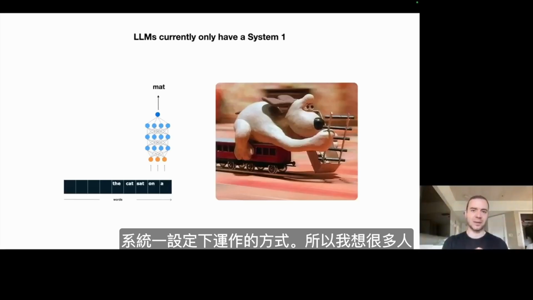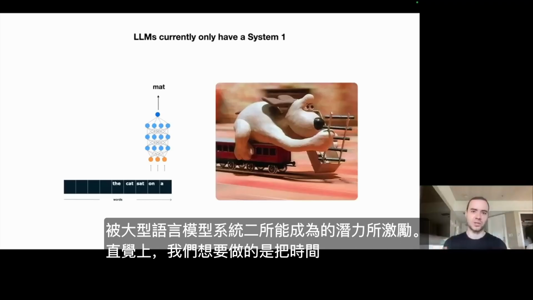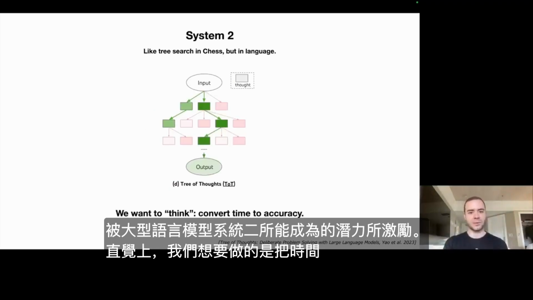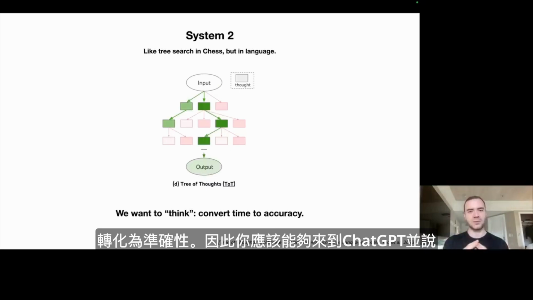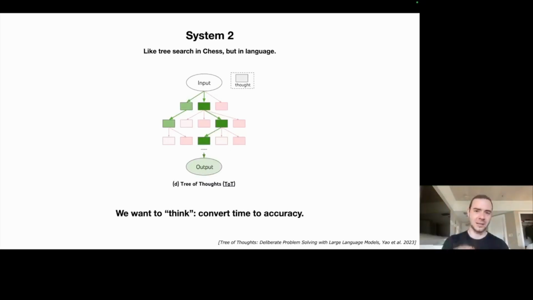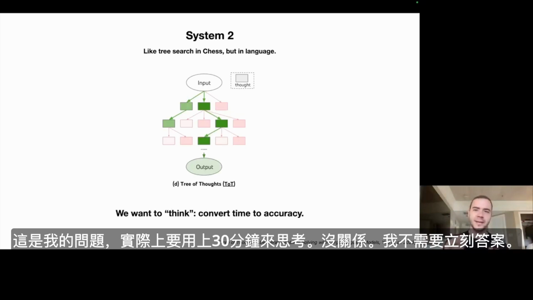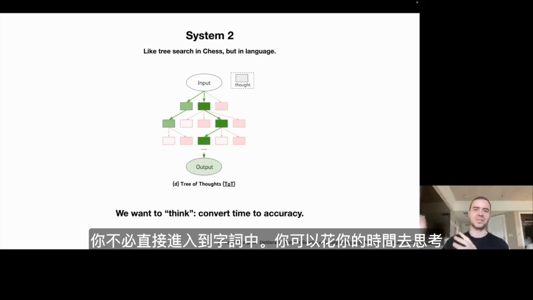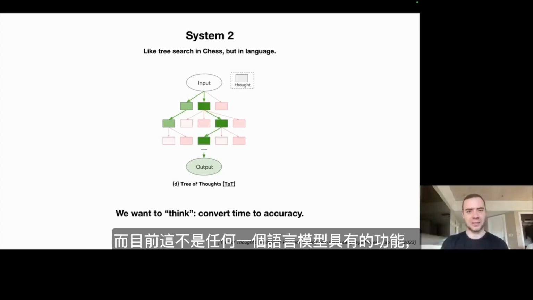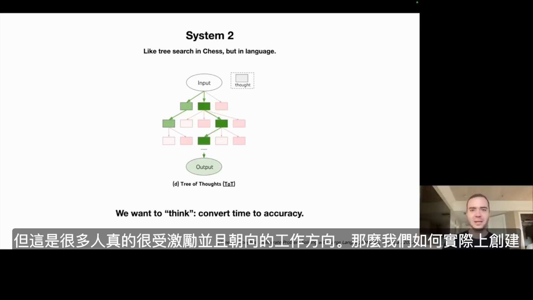So a lot of people, I think, are inspired by what it could be to give large language models a System 2. Intuitively, what we want to do is convert time into accuracy. So you should be able to come to ChatGPT and say, here's my question, and actually take 30 minutes. It's okay. I don't need the answer right away. You don't have to just go right into the words. You can take your time and think through it. Currently, this is not a capability that any of these language models have, but it's something that a lot of people are really inspired by and are working towards.